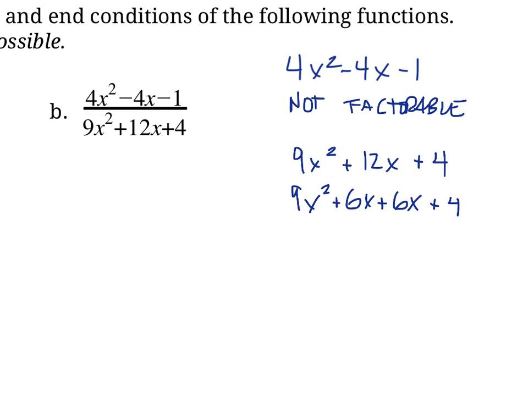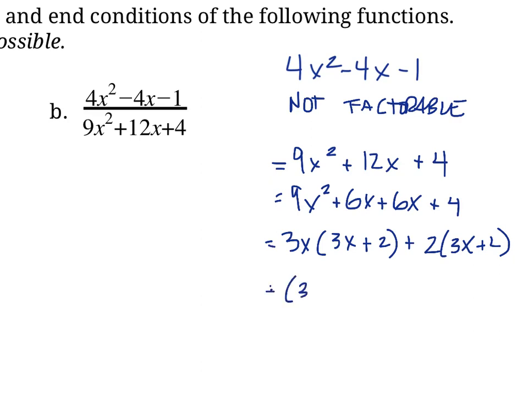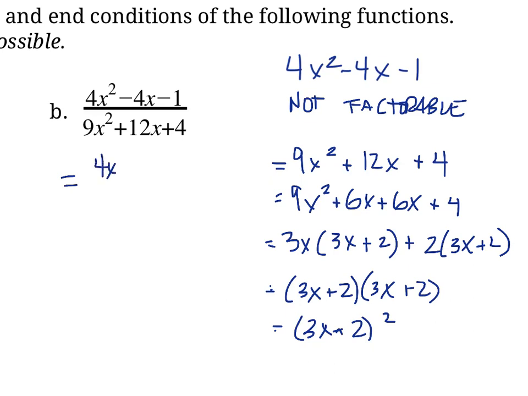And then we factor by grouping: 3x plus 2, 3x plus 2, there we go. So it does work. Let me just put equal signs here, make it nice and neat. So our factored form would be 3x plus 2, 3x plus 2. Oh, it's a perfect square trinomial. I should have identified that right off the bat, 3x plus 2 squared. So we can rewrite this function as 4x squared minus 4x minus 1 over 3x plus 2 squared, right?